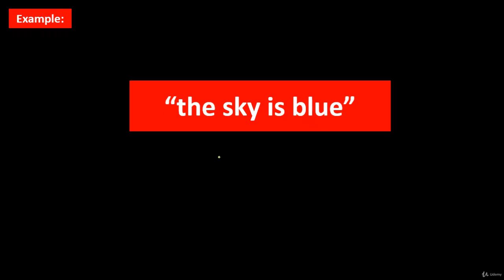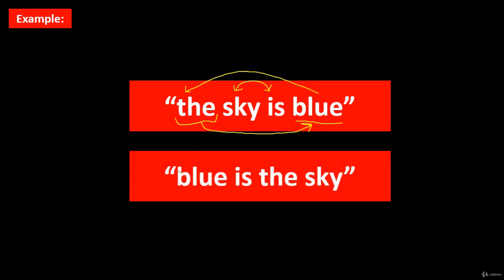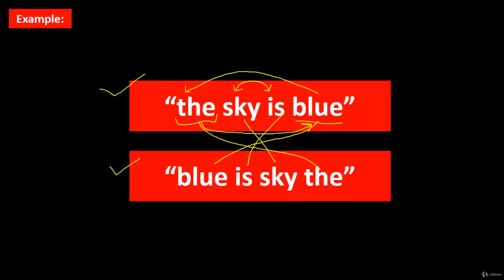For example, if you're given this string as input, then you have to reverse the words of the string. So this word "the" will move to the very end and this word "blue" will move to the very beginning, and then these two words will swap in between. So if we reverse the words of this string, then we get this string. Blue goes here, is goes here, sky goes here, and the goes here. So if you're given this string, we have to return this string.